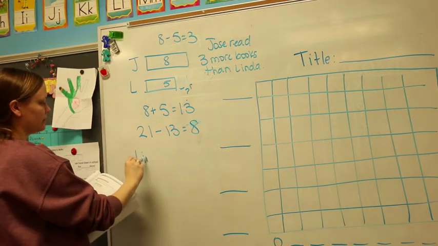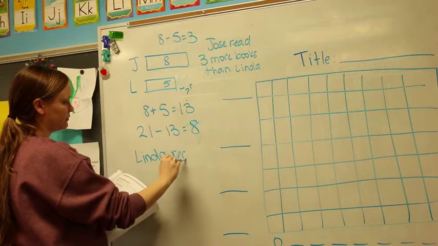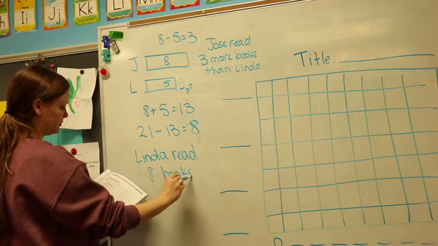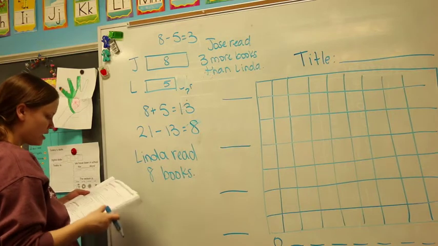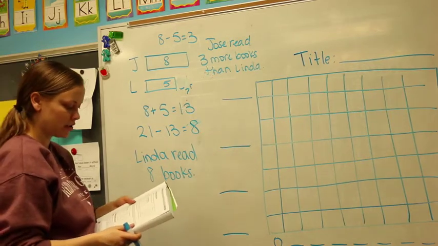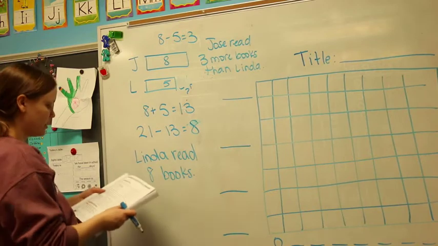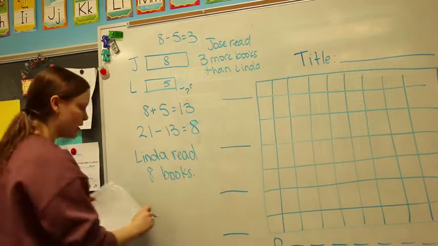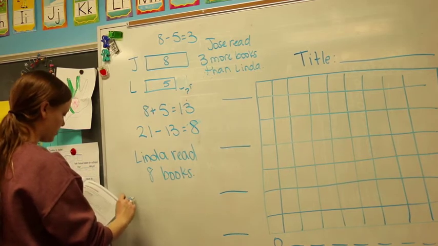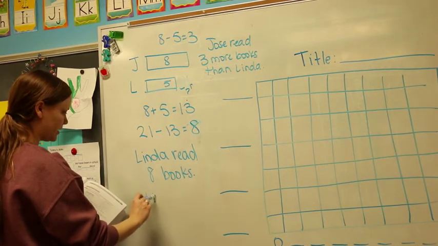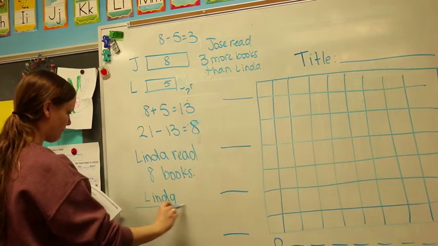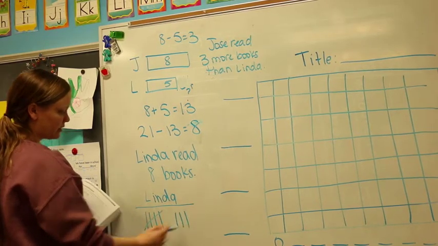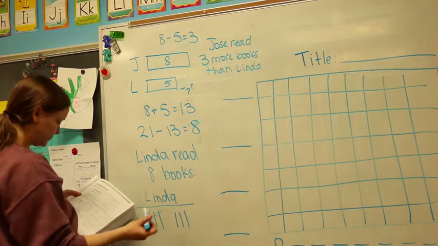So Linda read 8 books. Then it wants you to complete the tally chart and the graph. So you need to go over, and in Linda's box, you're going to put 8 tally marks. So pretend this is our chart, and it says Linda, and it's blank. You need to put your 8 tally marks. See how I did my 5?